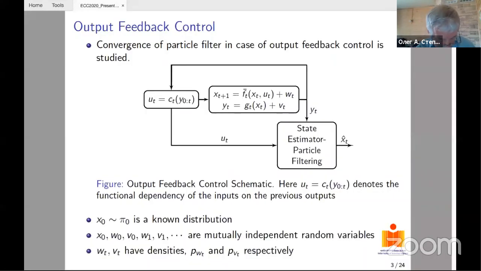In the current work, convergence of the particle filter for output feedback control is studied with the following dynamics, where the input is a function of previous outputs. Here we assume X0 has a known distribution. All the noises, the state and observation noises and the initial state, are mutually independent random variables. And the state noise and measurement noise have densities PWT and PVT respectively.